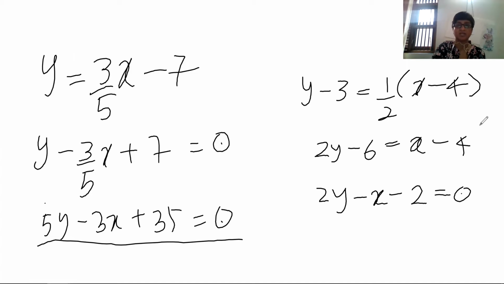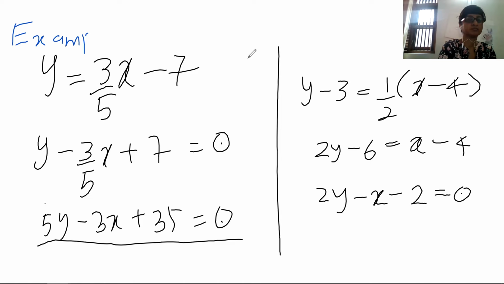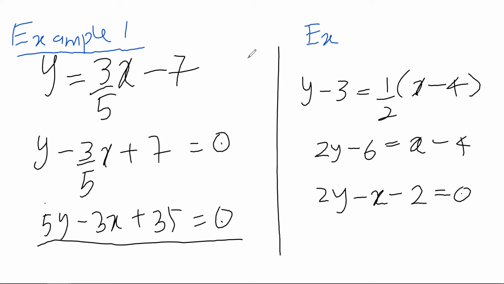Then can you copy these two examples? Example one, I'm showing you how to turn slope-intercept into standard form. And example two, point-slope to standard form. So this is example one and example two.